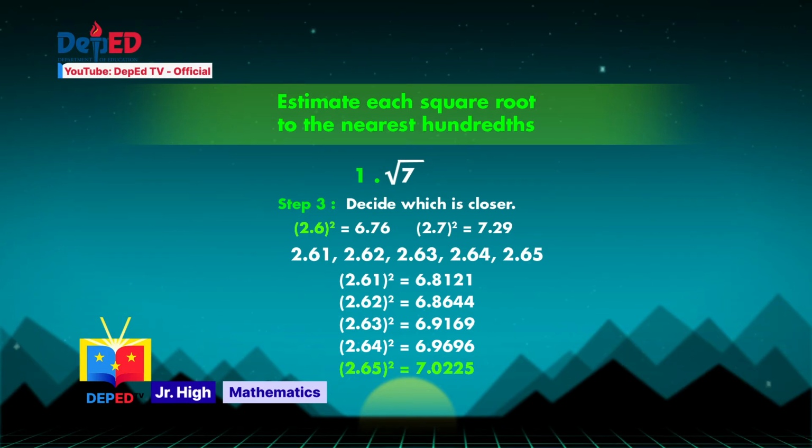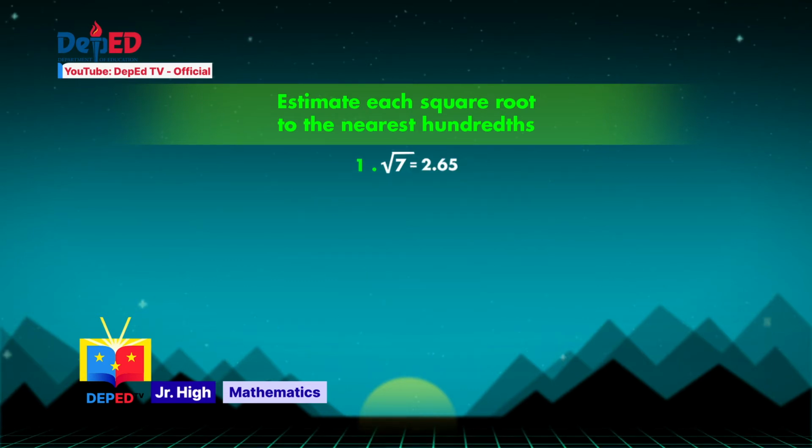7.0225. And we know that this was obtained by squaring 2.65. Hence, the square root of 7, estimated to the nearest hundredths, is 2.65.